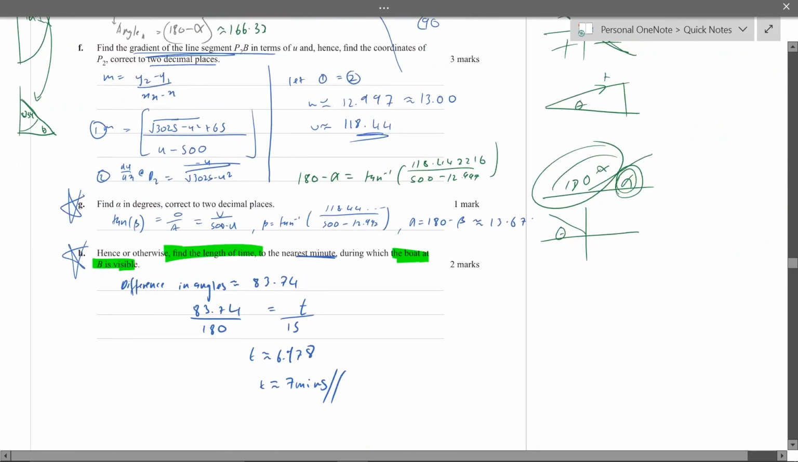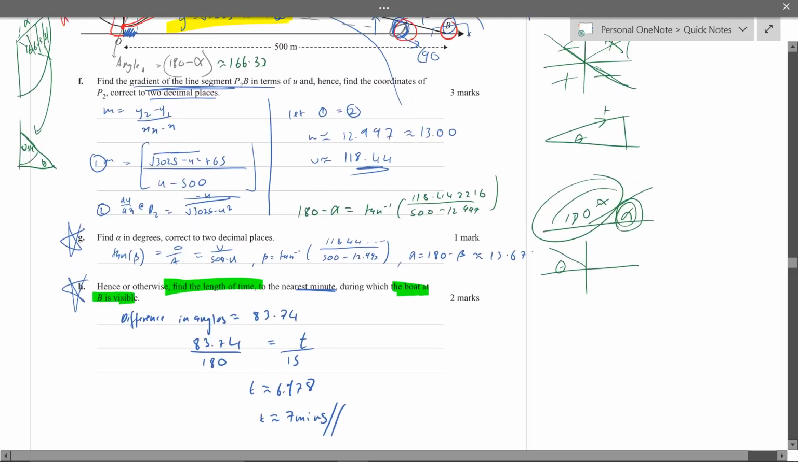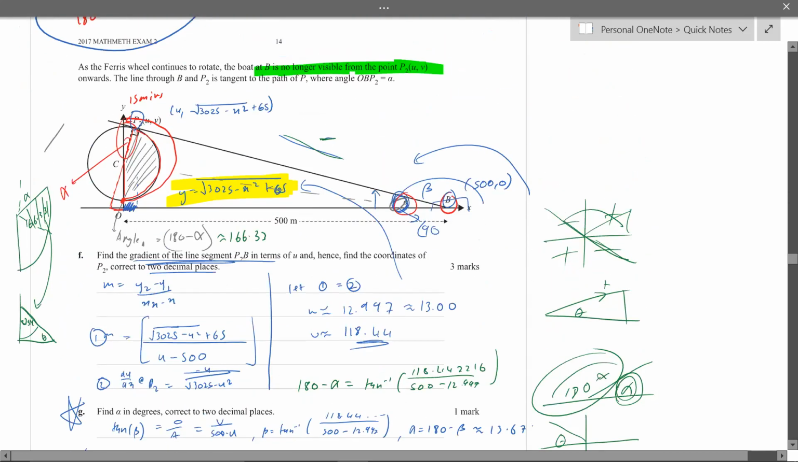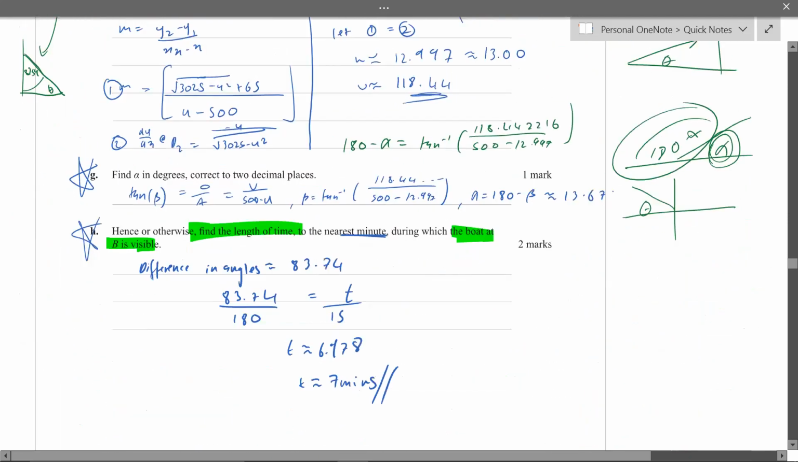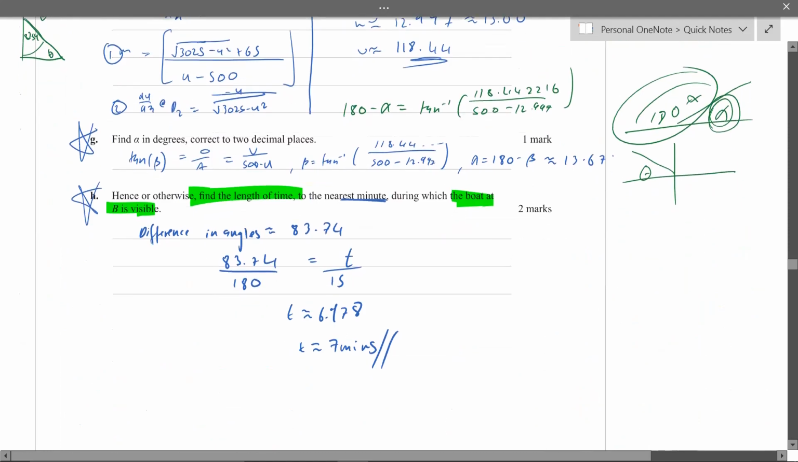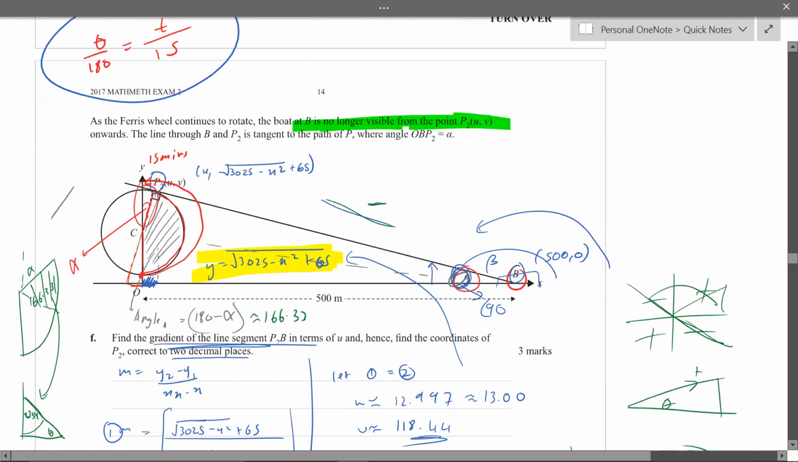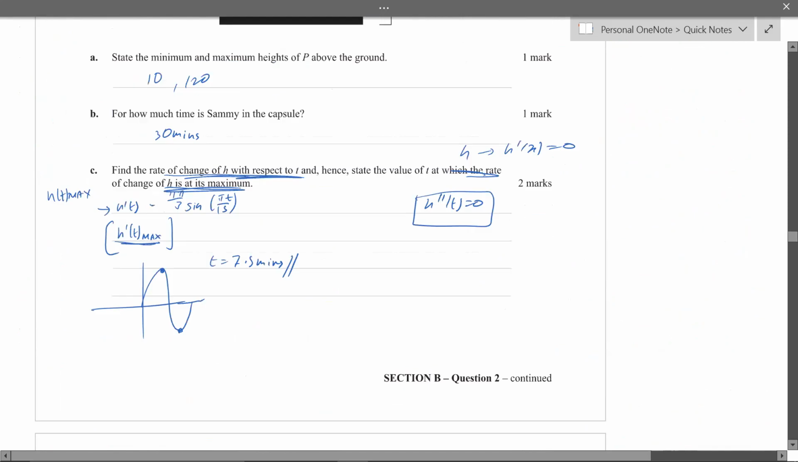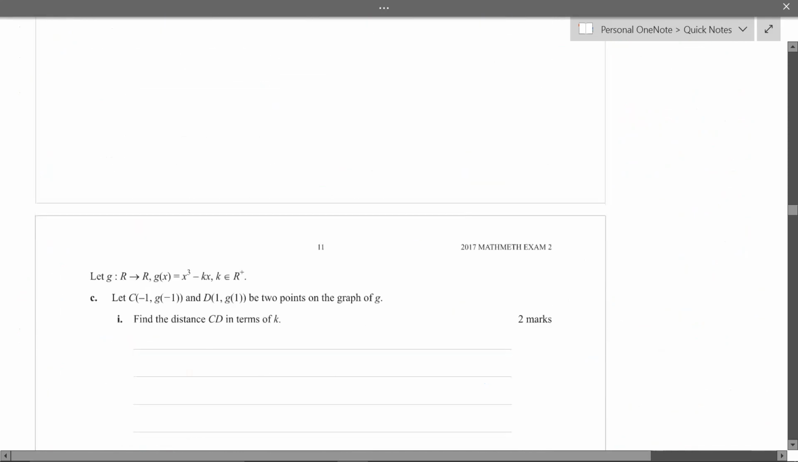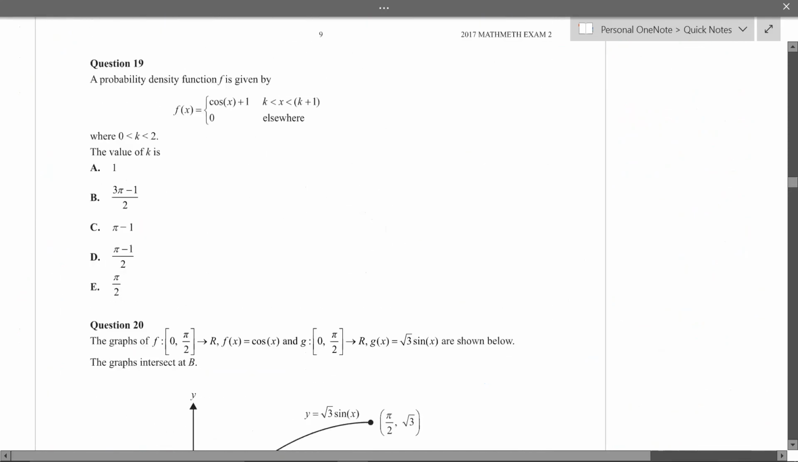So yeah, that's that question. Basically just be careful about your angles, know which one you're trying to find. If your answer looks wrong, double check it, make sure you know what's going on. So that's question 2, I think. So the last question is question 1.